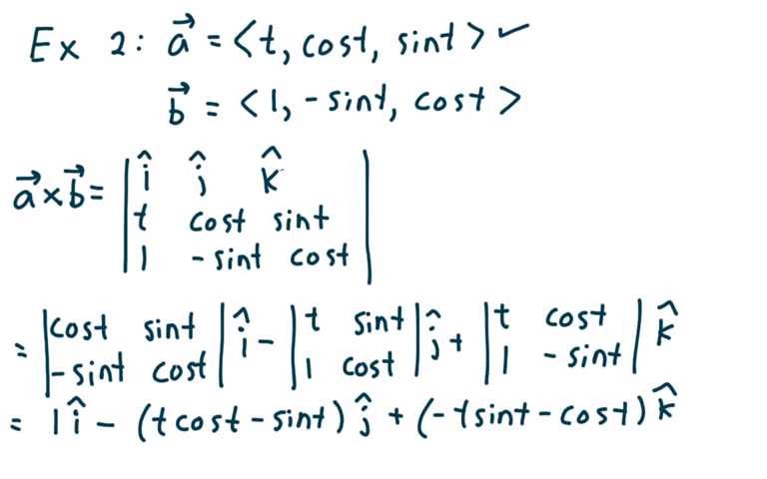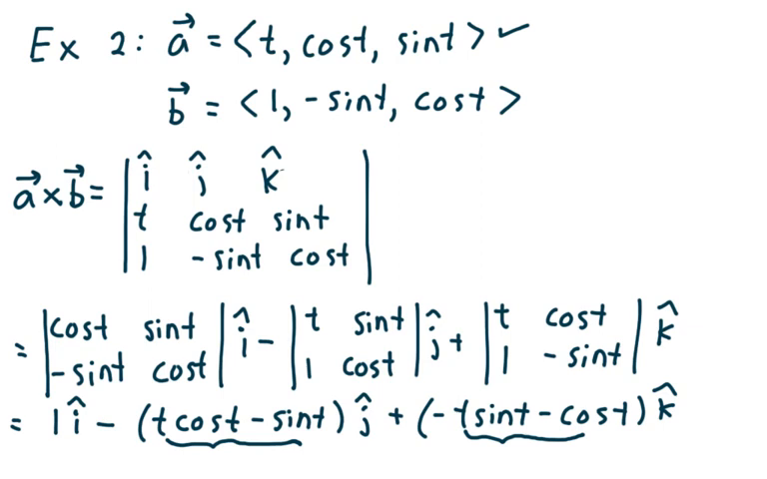So in the first row, we have i, j, k. In the second row, we have t, cosine t, sine t. In the third row, we have 1, negative sine t, cosine t. Now, when we expand this out, we get 1i minus, in parentheses, t cosine t minus sine t, j, plus negative t sine t minus cosine t, k.